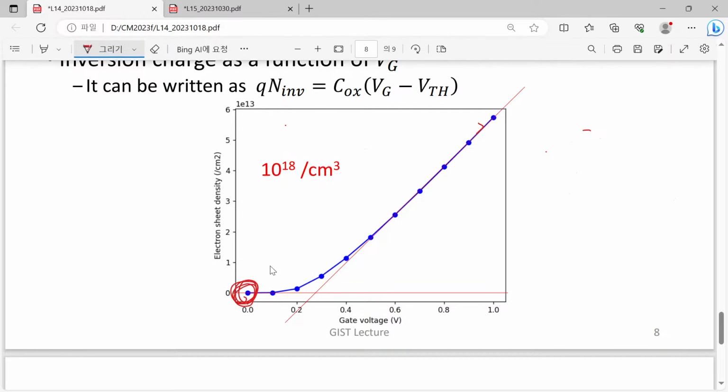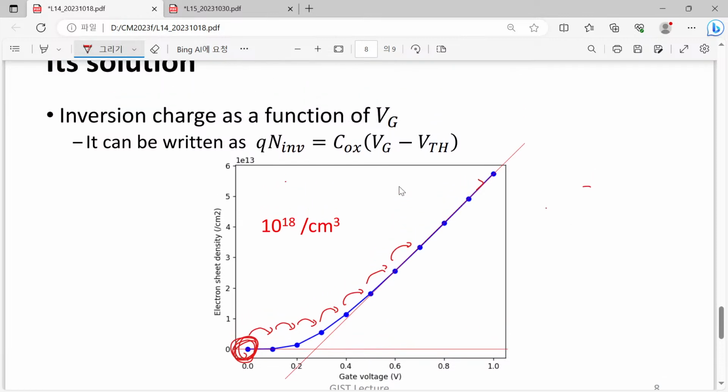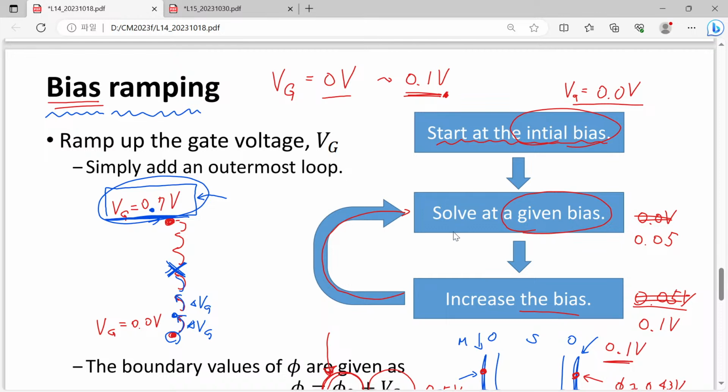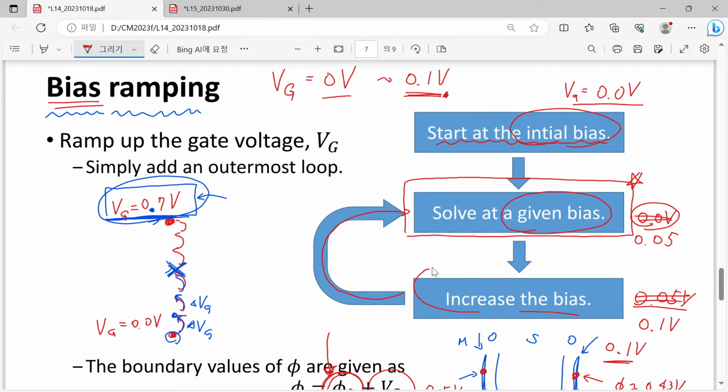0.0 volt. After that, you must implement another loop to increase your gate voltage. So that is done by, once again, this procedure. First, please implement the solver at a given bias. So, for example, at 0.0 volt, you can solve the system. After that, once you get this code, then you can introduce the increments of your bias voltage.